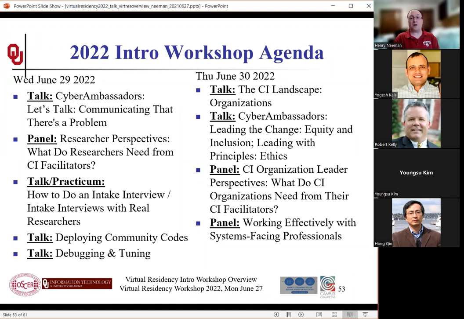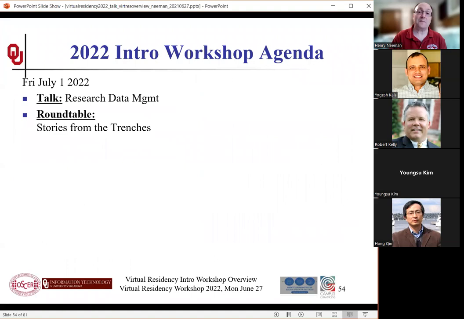So those are, I think, the biggest technical components of the week. Then on Thursday, we've got the cyber infrastructure landscape organizations that Dana and Tim are going to be presenting. Then Dirk's back for another cyber ambassadors session, leading the change and leading with principles. Then we'll have another panel from CI organization leaders: what do CI organizations need from facilitators? And then a panel from the perspective of systems-facing professionals, primarily sysadmins, on how to work effectively with them.